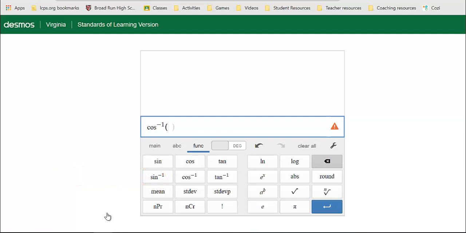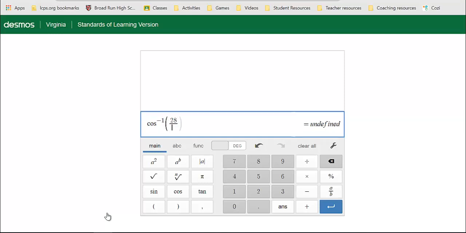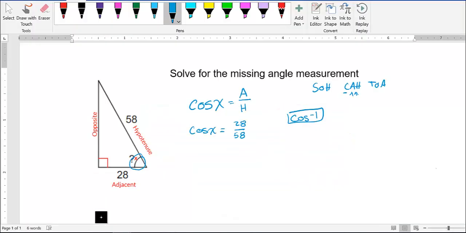And now I have to go back to my numbers. It was 28 divided by 58. And over here you can see there is my angle measurement. This number is your x. So x equals approximately 61.1 degrees. And actually the approximate symbol looks like that.